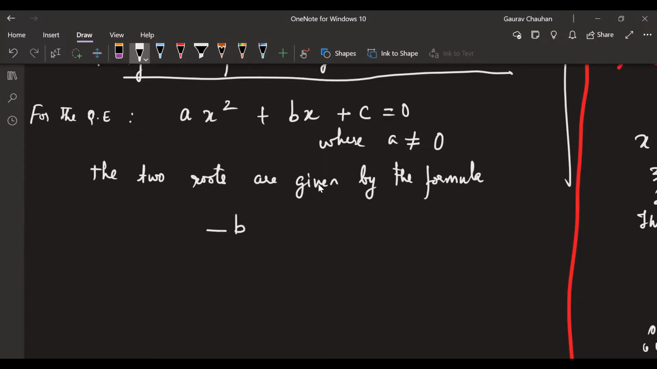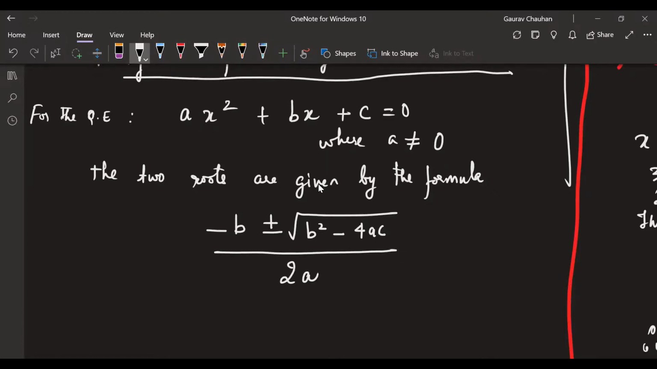x equals minus b plus or minus root over b square minus 4ac, all over 2a. This is called the quadratic formula.